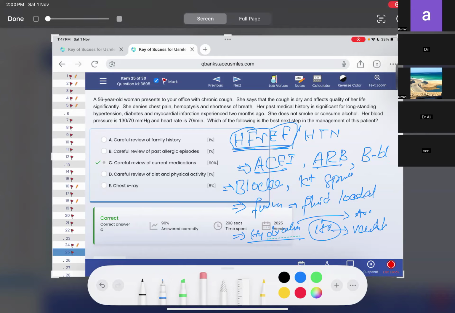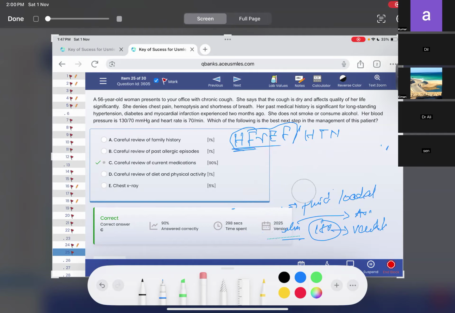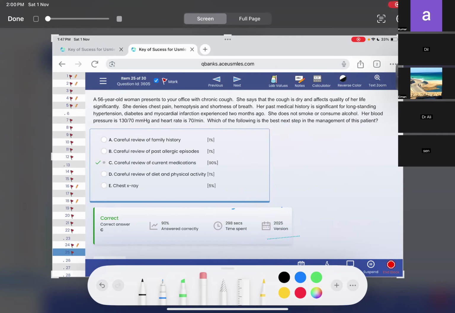Okay, doctor? Yeah, exactly. Let's move to the other one. Wait, doctor, there are so many drugs still remaining. No problem.